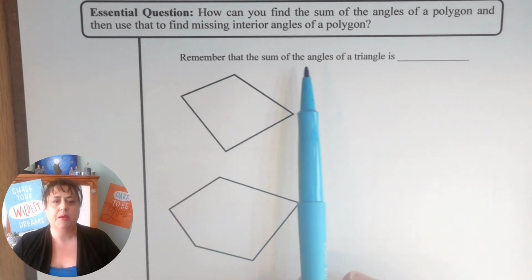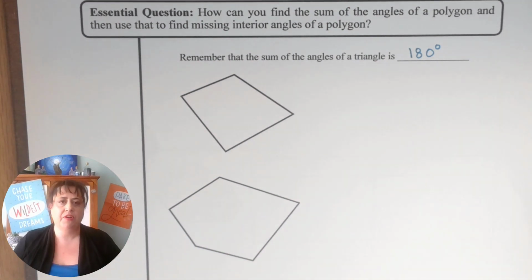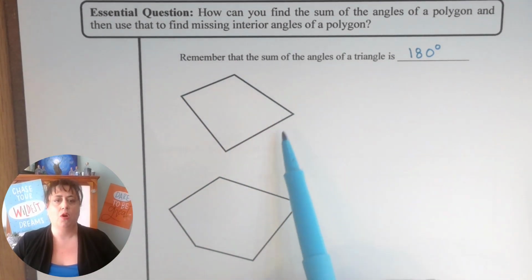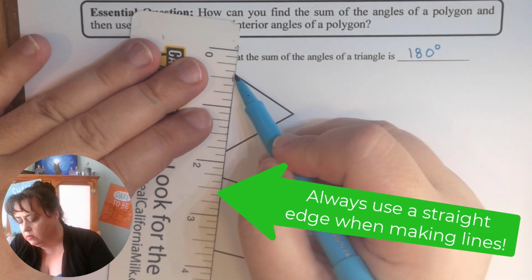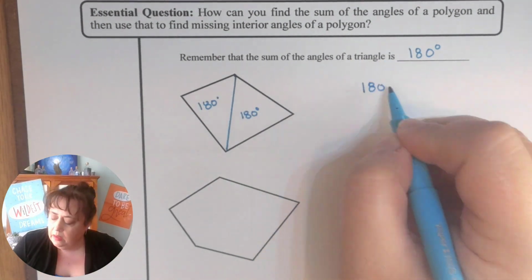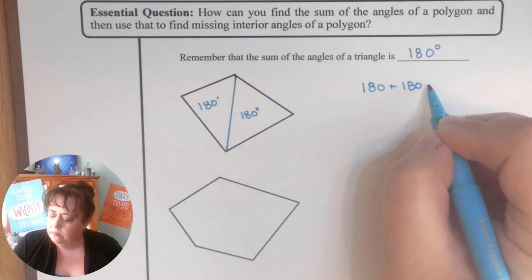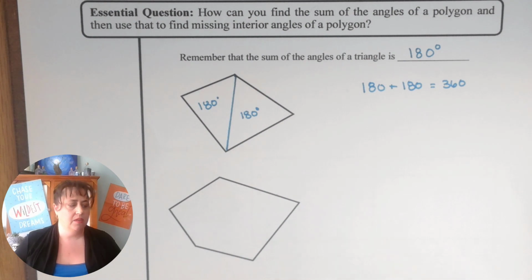So remember that the sum of the angles of a triangle is 180 degrees. And we're going to look at some different angles here. What we're going to do is break these polygons into triangles to help us find this. So this is a quadrilateral, and a quadrilateral can be broken into two triangles. And since we know that a triangle is 180 degrees, when we add those, we get 360 degrees. We can see that when the number of sides is 4, the sum of the angles is 360. Let's go ahead and write that as a multiplication problem to help us out.